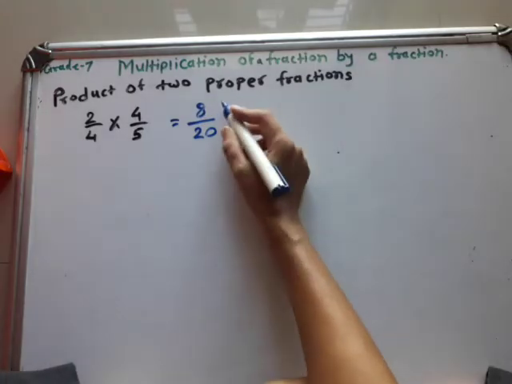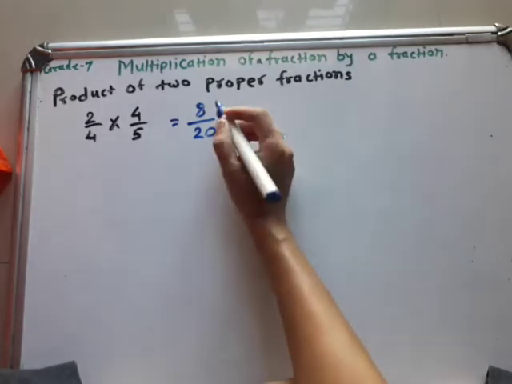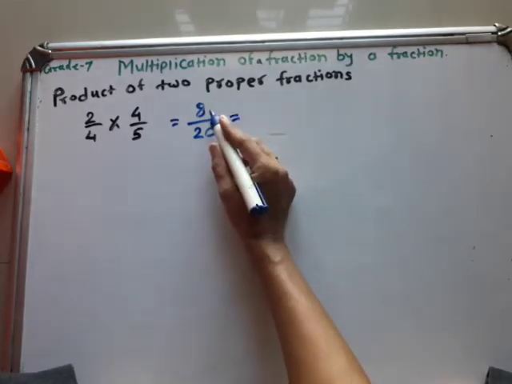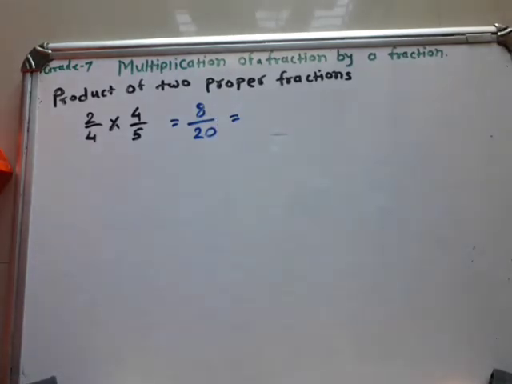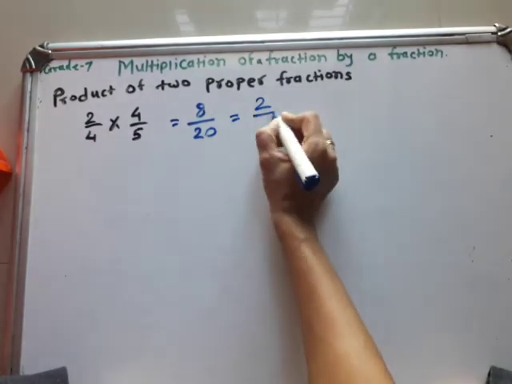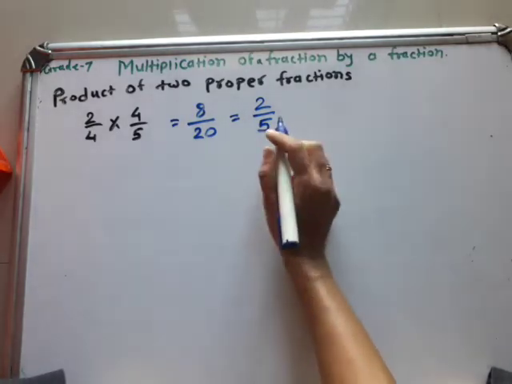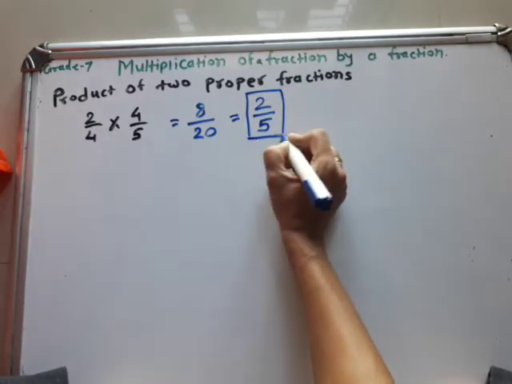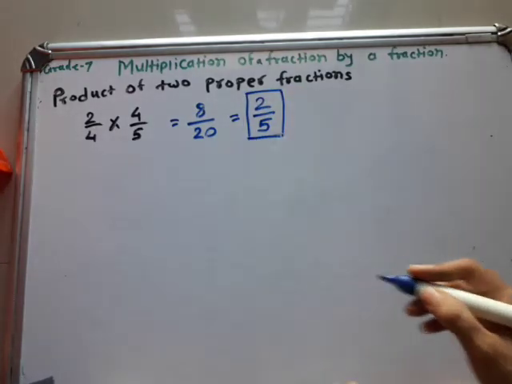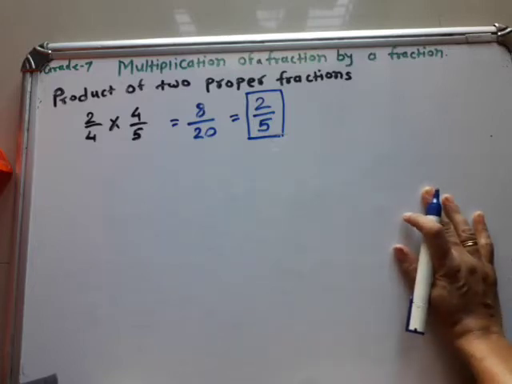Okay, now this proper fraction is again converted into lowest form. Okay, both are even numbers, so we divide these numbers by 2 or 4. See here, 4 2s are 8 and 4 5s are 20. Okay, so here we get the answer 2 upon 5. But here remember that the product is less than each of the fractions.